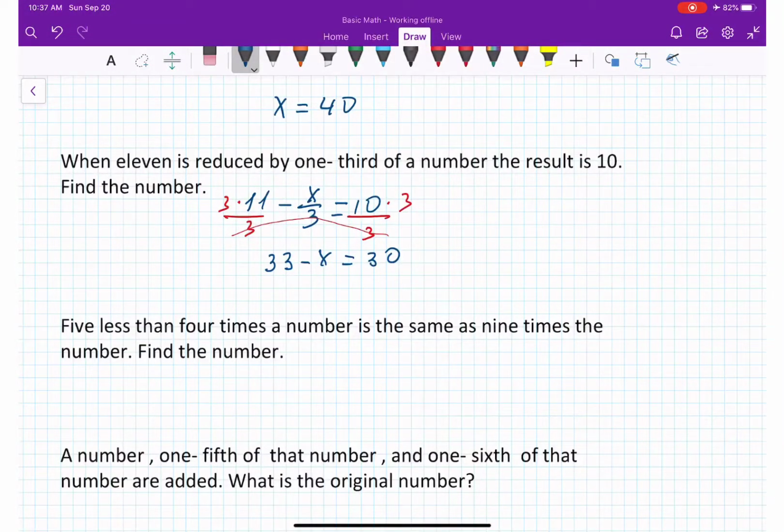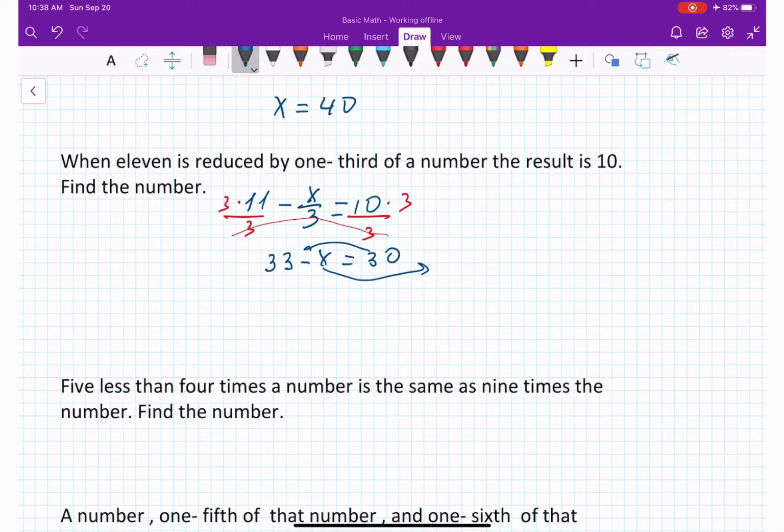Since x is negative here, it's easier to move x on this side and 30 on this side. And we are getting 33 minus 30 equal x. So 3 is equal to x.